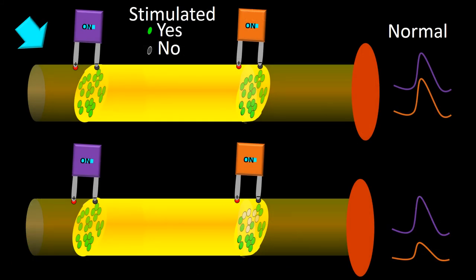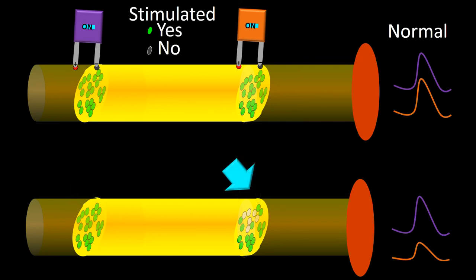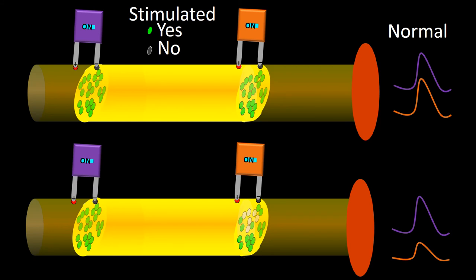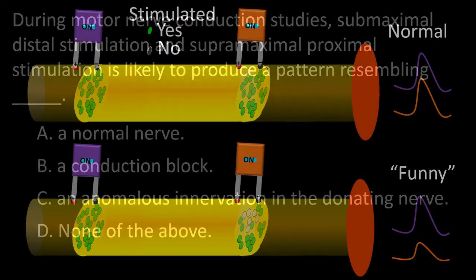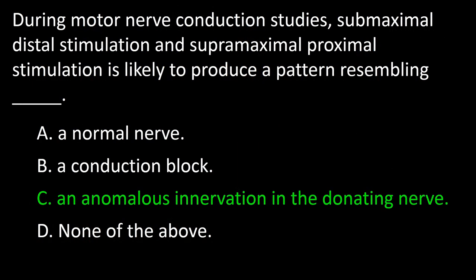Again, in this frame, the upper half depicts normal compound muscle action potentials resulting from distal and proximal supramaximal stimulations, while the lower half shows what happens when distal stimulation is submaximal and proximal stimulation is supramaximal. Distal stimulation will produce a smaller wave than proximal stimulation. I call this pattern the funny pattern because if you see it, there's nothing wrong with the patient. It is either that you made a mistake in the setting of the stimulator or the patient has a benign anatomical variant. So the answer to this question is C.